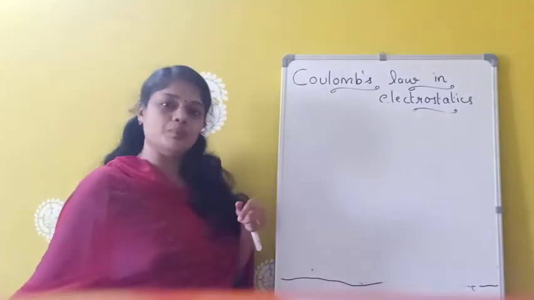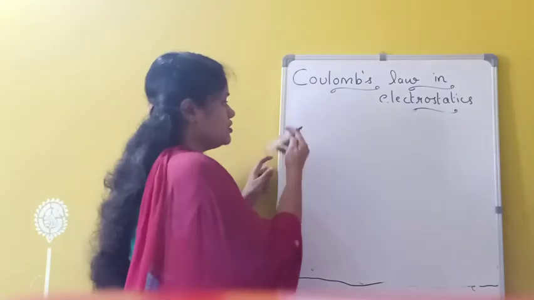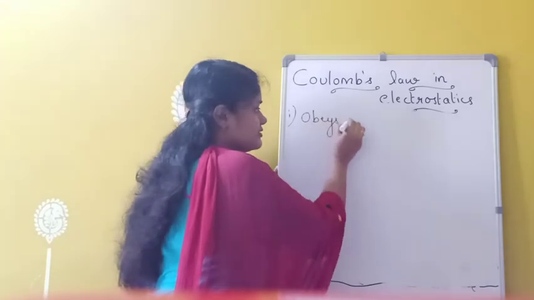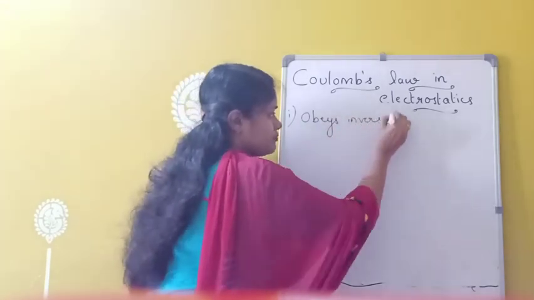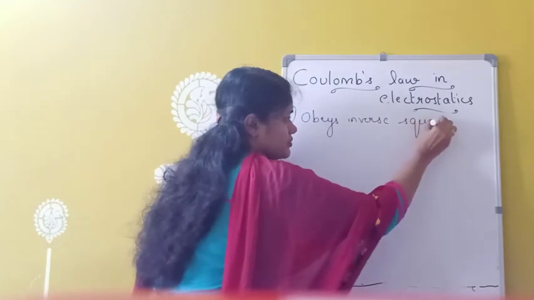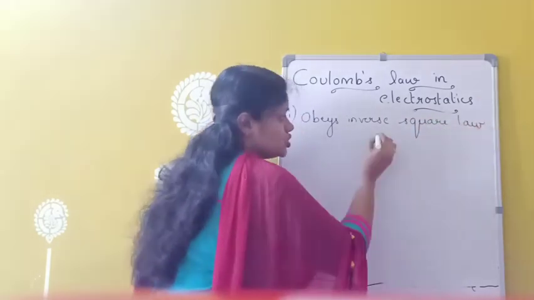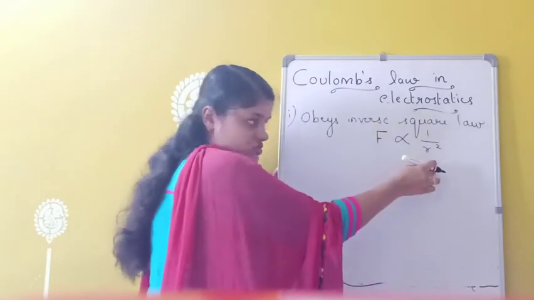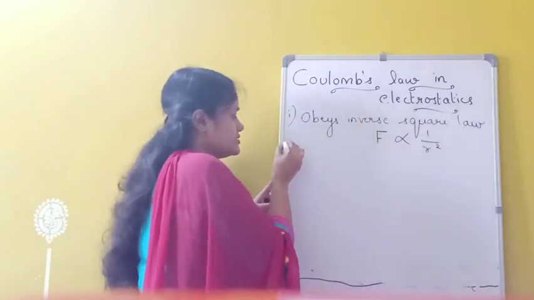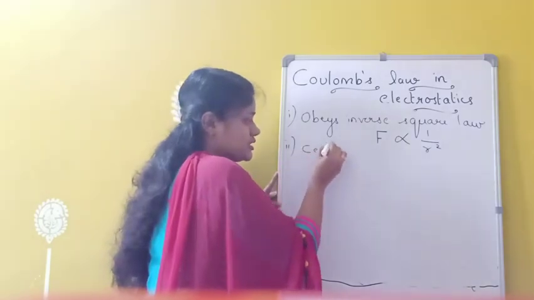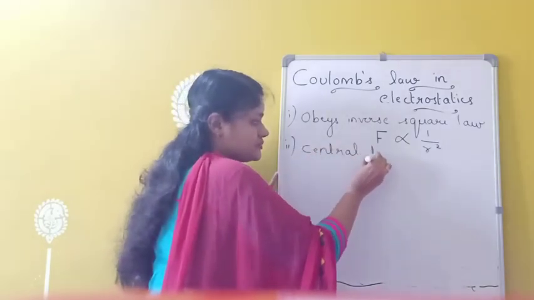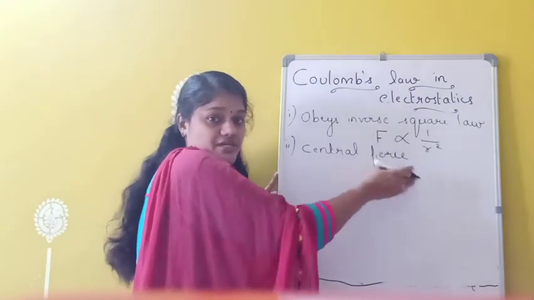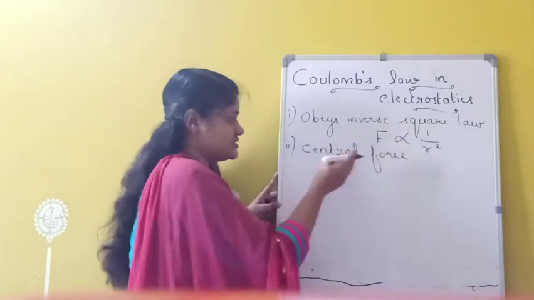Then what are the properties or characteristics of this Coulomb's law? First one, it obeys inverse square law. I told you F is here proportional to 1 by r square. So it is proportional to 1 by r square, so it is obeying inverse square law. Second one, it is a central force. This Coulomb force is central force because it acts along the line joining the centers of two stationary charges. So it is a central force.